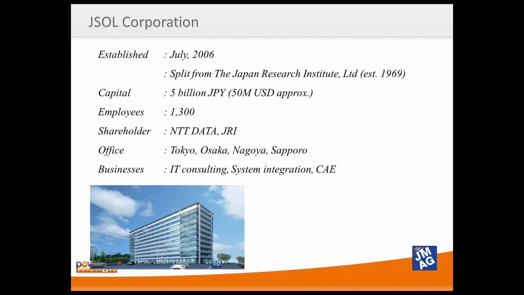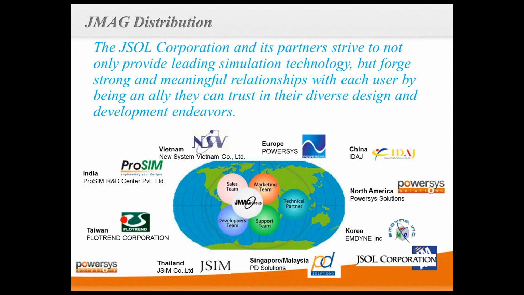JSOL handles the distribution of JMAG within Japan, but outside of Japan, they rely on a network of distributors. The distributor for both North America and Europe is PowerSys Solutions. The main office, of course, for PowerSys then is located in Southfield, Michigan. The main office for PowerSys globally is located in the south of France.